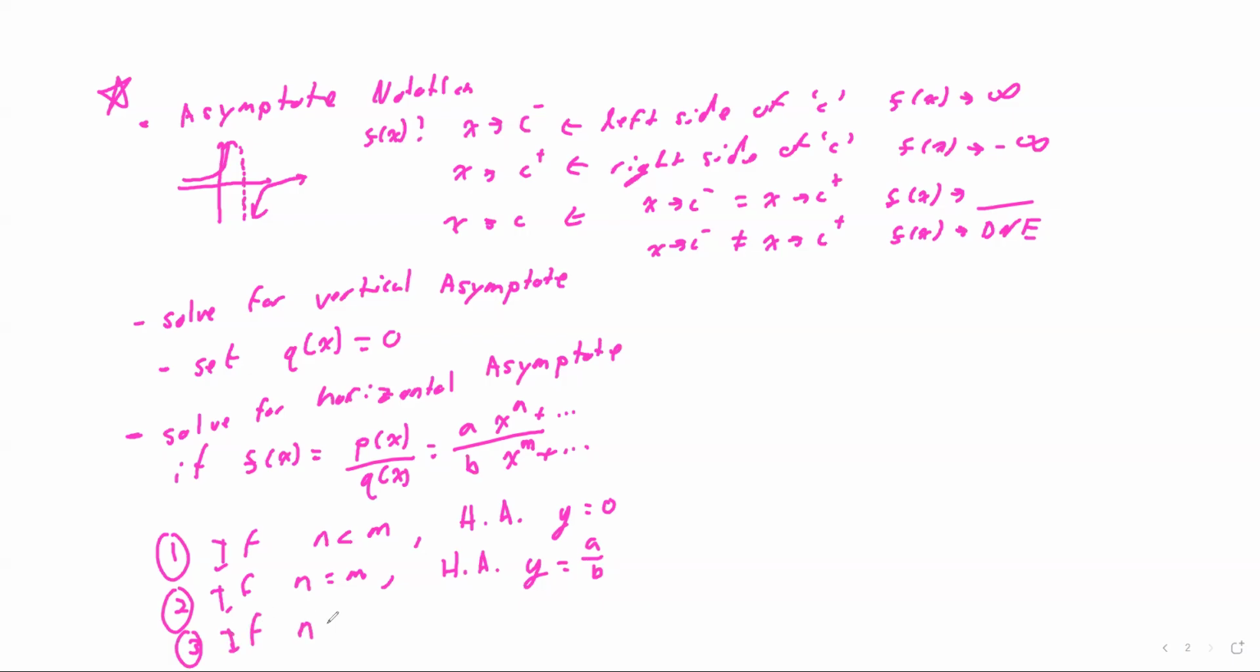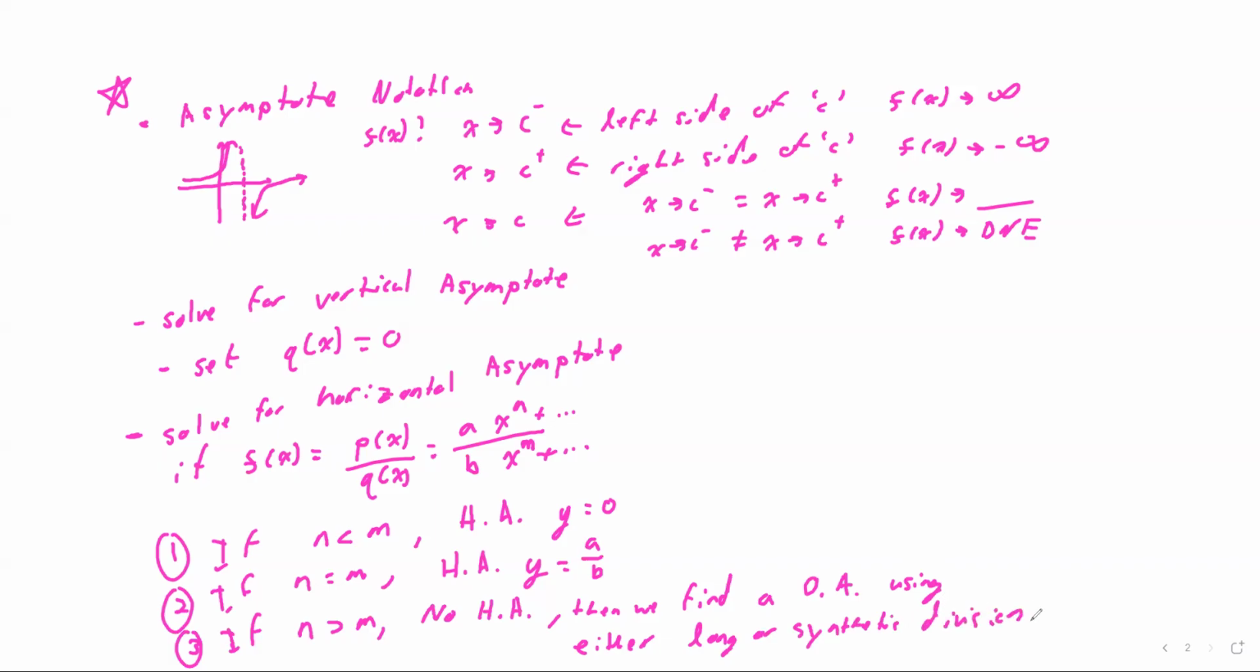If n is greater than m, there is no horizontal asymptote. But if there's no horizontal asymptote, then we find an oblique asymptote using either long or synthetic division. Right, so if there's no horizontal asymptote, we have to look for oblique. If there is a horizontal, then there will not be an oblique. No need to do all the extra work.